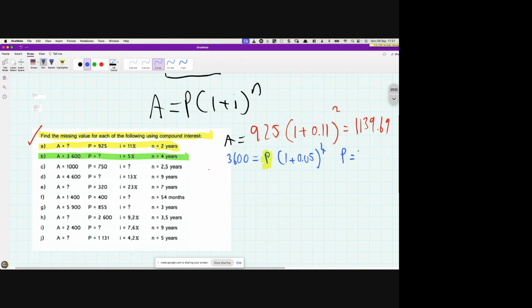I'm going to use the fraction button. 3,600 divided by bracket 1 plus 0.05 to the power of 4. Is anybody else getting 2961.73? Callan, Pafunzo, everybody else, the team is happy.